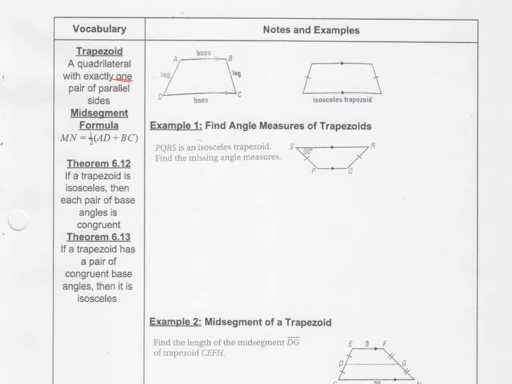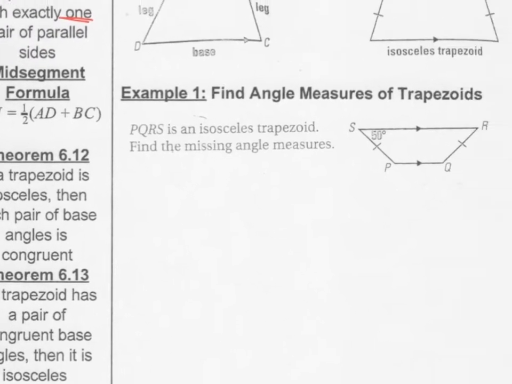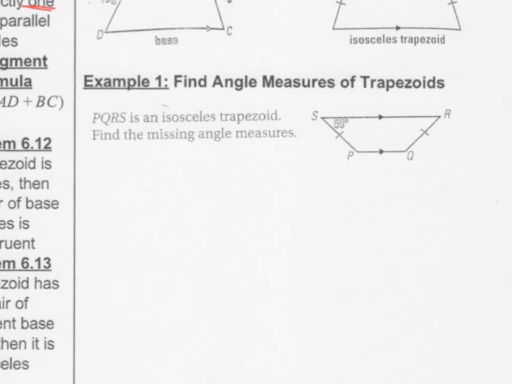Now, looking at example 1, let's zoom in here just a little bit. They want us to find the measures of this trapezoid. So PQRS, it's an isosceles trapezoid. You can see it's marked with a tick mark right here. They're the same length. Find the missing angle measures.